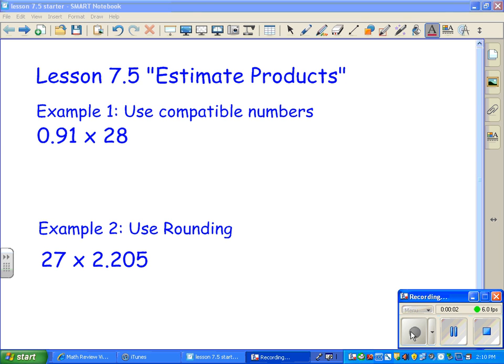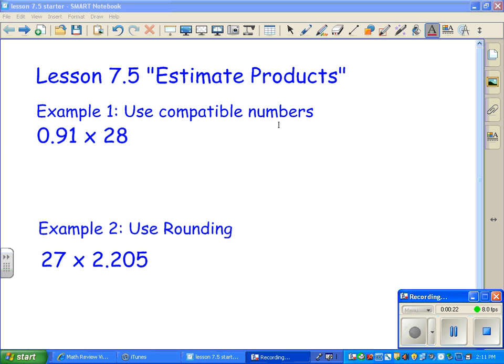This is the math review video for lesson 7.5, estimate products. Remember, this chapter is dealing with decimals, so we're not just talking about estimating products of whole numbers, but we're going to be doing multiplication with whole numbers as well as decimals. Let's begin with example 1 that shows us how to use compatible numbers.